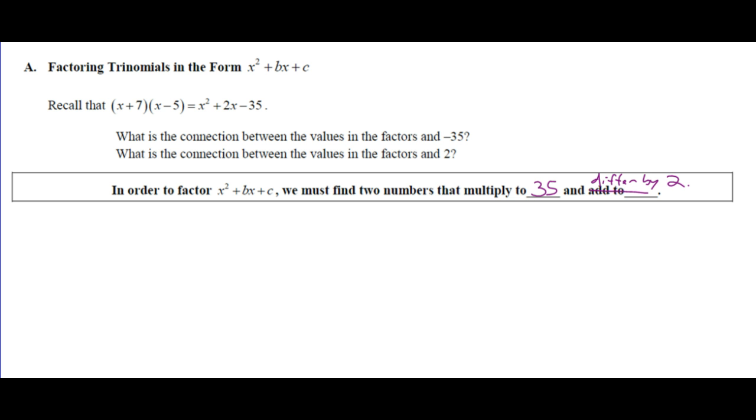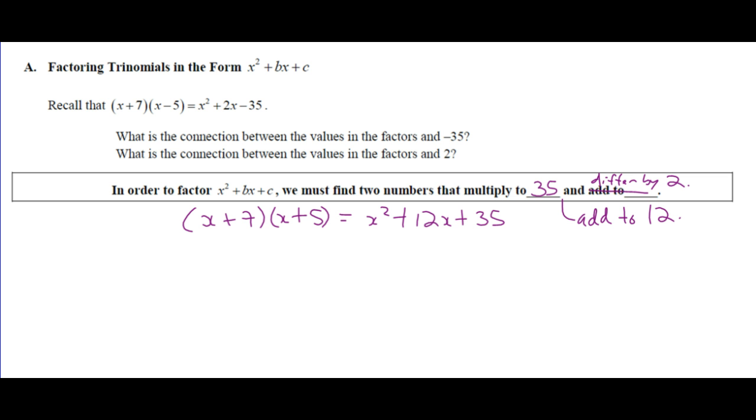Let's do another one. If we had x plus 7 times x plus 5, that would be x squared plus 12x plus 35. So this time I'd be looking for two numbers that multiply to 35, because that's positive, and add to 12.